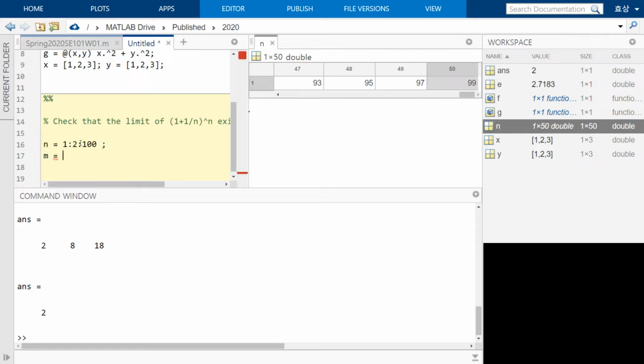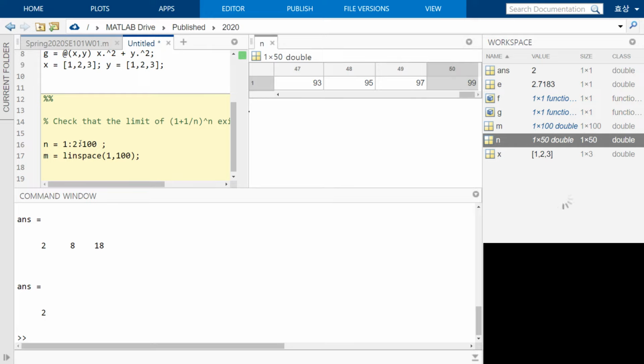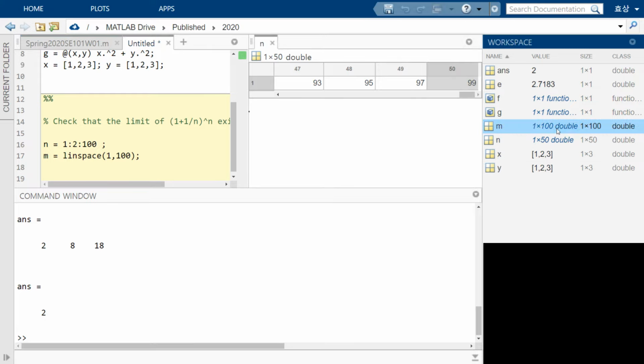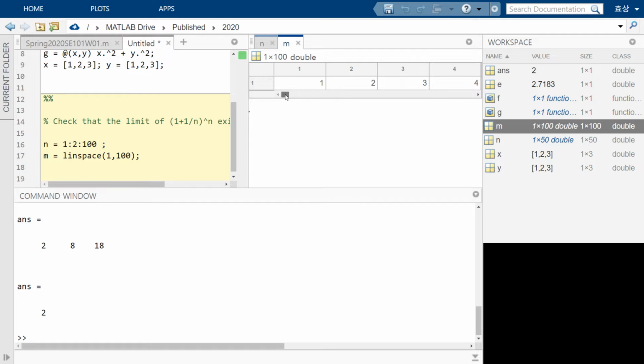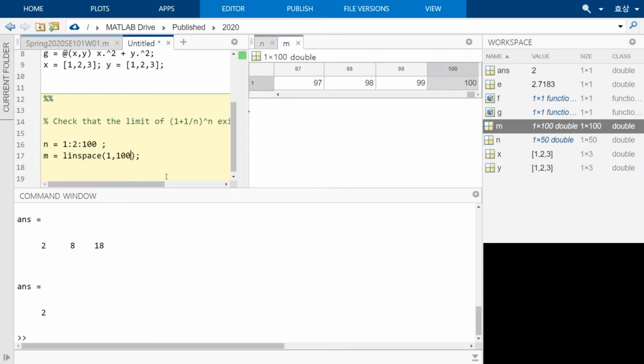This is different from creating an array using linspace. As we explained in the previous lecture, with linspace we have 1 to 100. Let's compare the difference between n and m here. m creates 1, 2, 3, 4 and up to 100, a total of 100 values in the array.